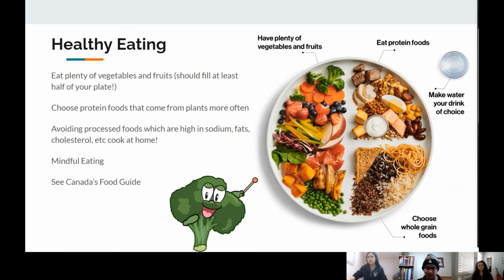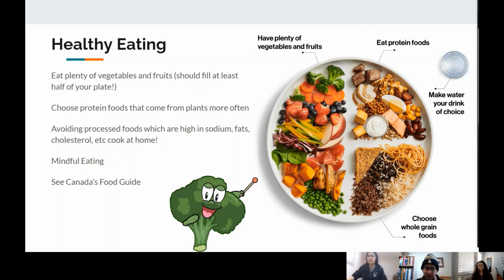So proteins should take up about a quarter of your plate, and we need to make sure that we're choosing proteins from foods that are coming from plants more than animals. So these could include things like tofu, lentils, chickpeas, a lot of legumes. We need to avoid processed foods that are high in sodium, fats, and cholesterol. So this includes avoiding takeout as much as possible and cooking at home whenever you can, because when you cook at home, you can ensure that what you're putting in your body is good for you. And you can also control a lot more. And so grains should take up the other quarter of your plate.